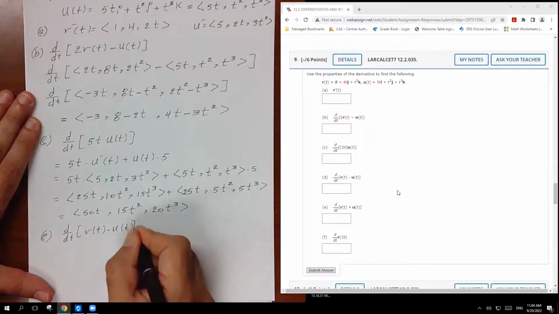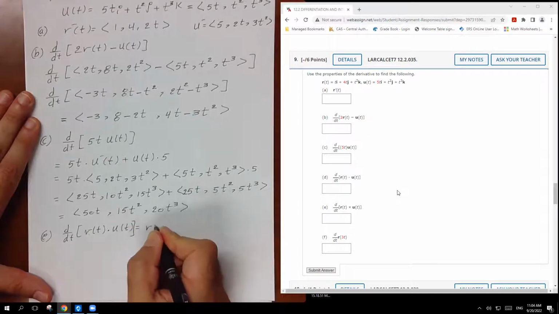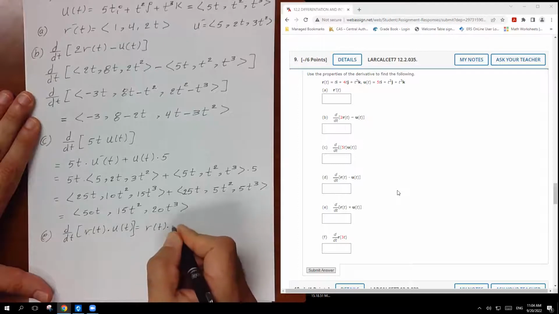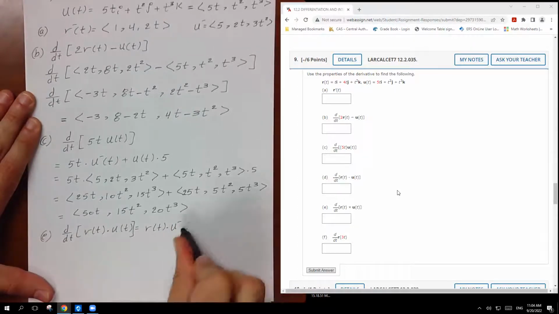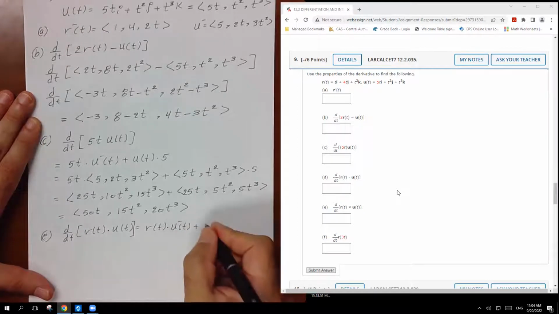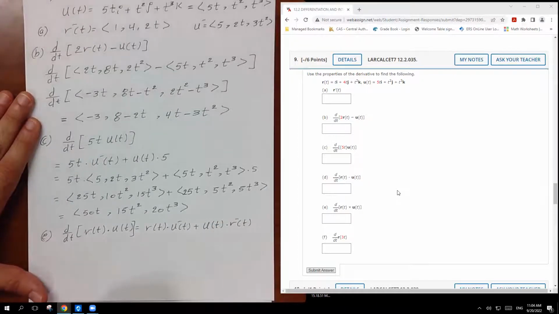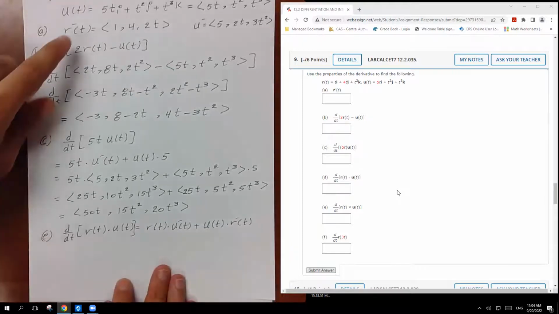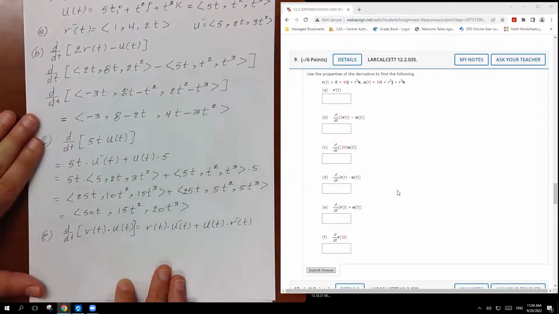It is going to be the first one times u prime plus the second one times the derivative of the first one. So here is r prime and here is u prime. So we're going to use these two.